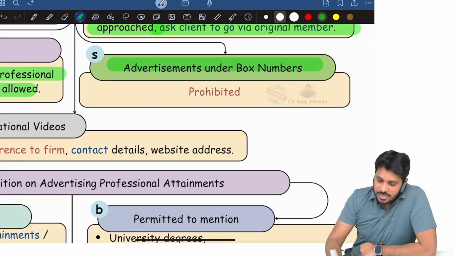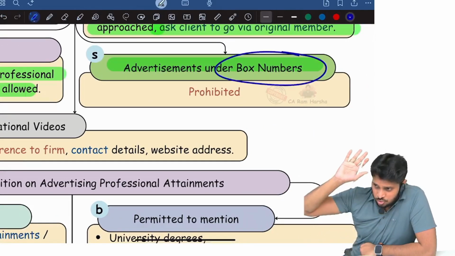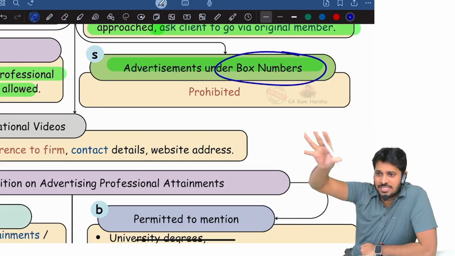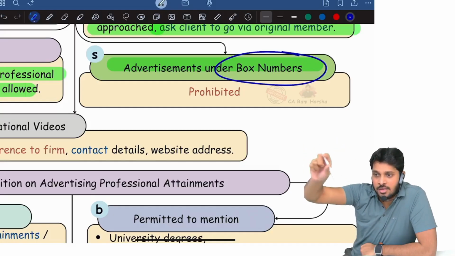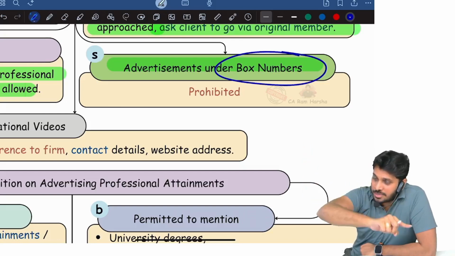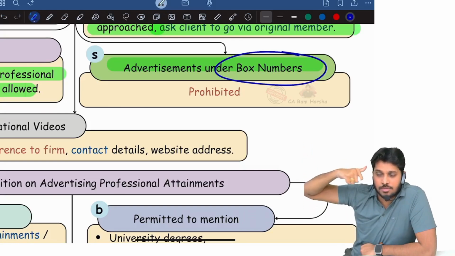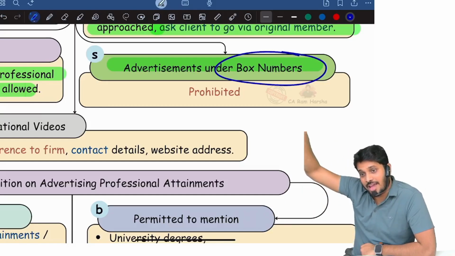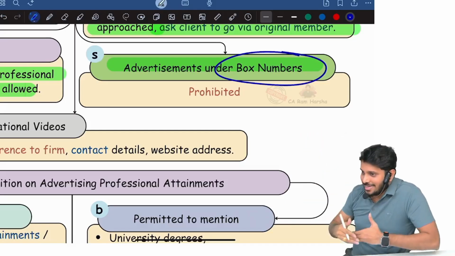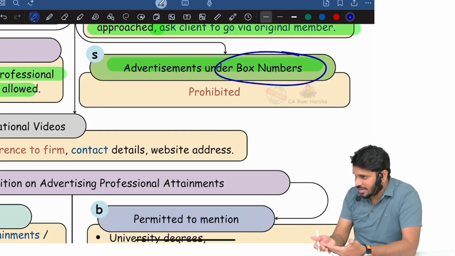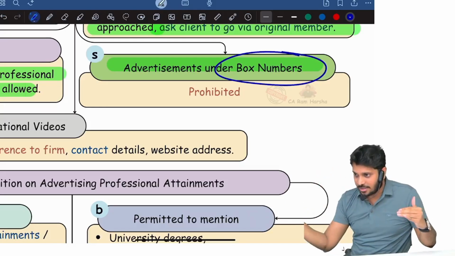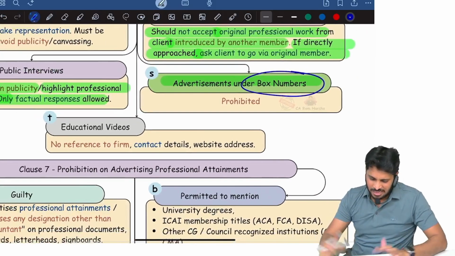Next. Advertisement under box number. This used to be in very olden days. For example, you mention: so and so firm specialized in filing tax returns, 299 for ITR1, 399, like that, contact post box number 52. Now the person who read that news will call that particular newspaper agency, and for post box number 52 they will give the phone number. Understood? You don't directly advertise it. In olden days they used to create just a bare advertisement without mentioning contact details or anything. We call that box advertising. Nowadays it is not popular.